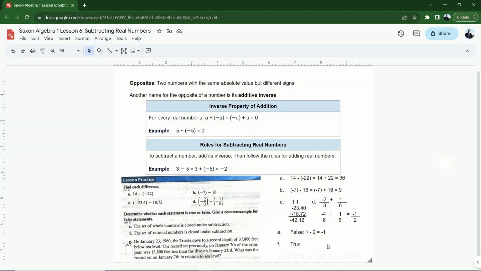And then letter G. There are multiple ways you could do letter G and answer correctly. I'm going to show you a way that's probably not the preferred way, but it's a way that works with what we did in this lesson, okay? So we're going to say that because the Trieste is diving to a depth of 37,800 feet, we're going to make that a negative number. It's diving to negative 37,800 feet. It's below sea level, so it should be negative.